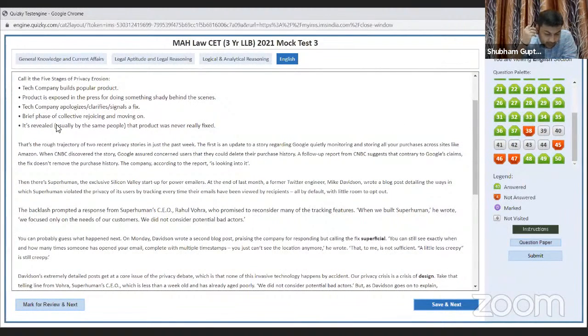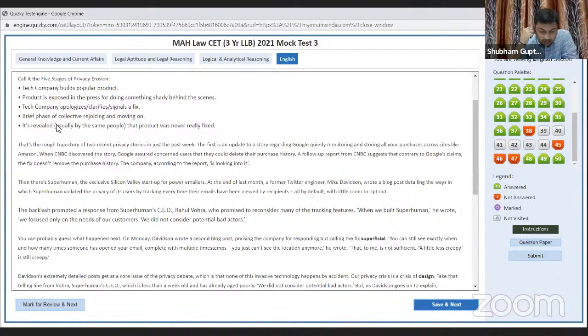Call it the 5 stars. Tech company builds popular products. Product is exposed in press for doing something shady behind the scene. Tech company apologizes, clarifies, signals affix, brief phases of collective rejoice and moving on.